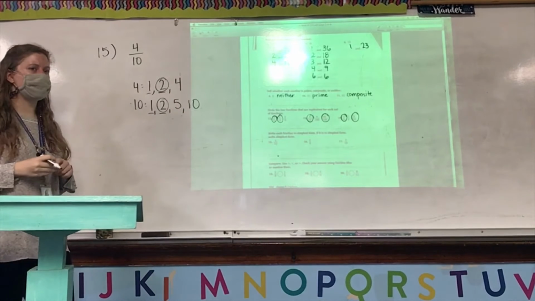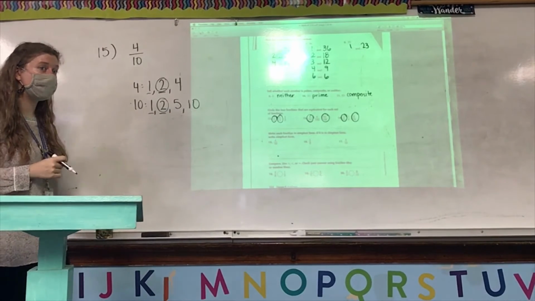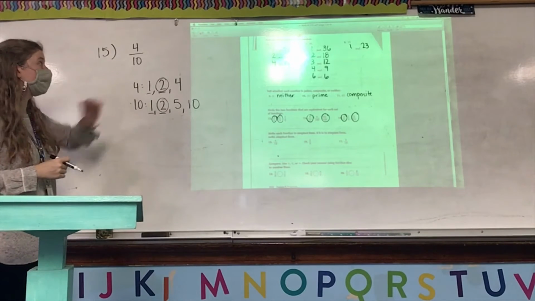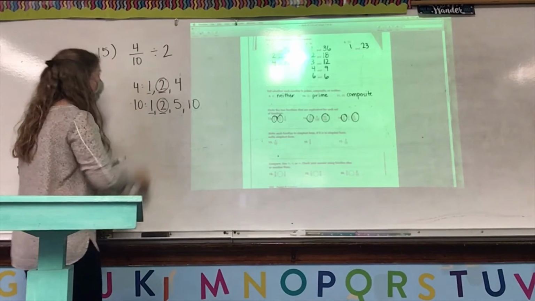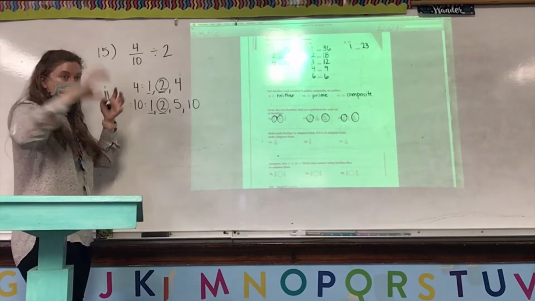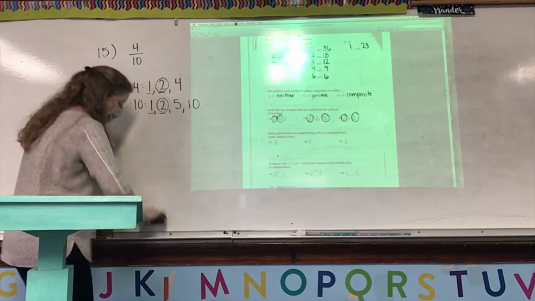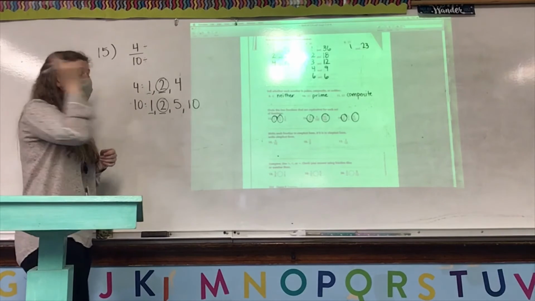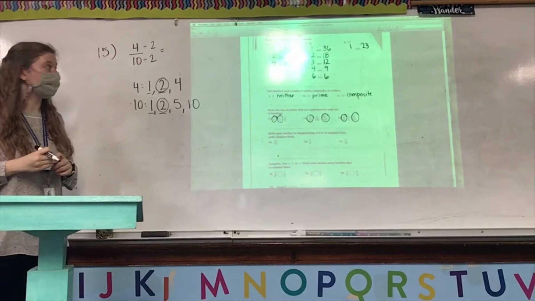What do we do with that greatest common factor? We divide it. Divide what? We divide 2 by our fraction. We divide, not the fraction, we don't do this. That would mean we take 4/10 and we break it into 2 groups. Like it would look different. Remember, we divide the numerator and the denominator each by the greatest common factor.